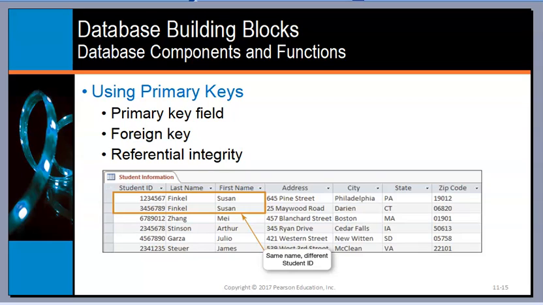An example they have here in the slide is that Susan Finkel appears to have 2 student IDs. That's a little bit of a problem. It could be in 2 different addresses. Is it the same person? Is it a different person? The primary key is used to distinguish between 2 people that in fact appear to be different.